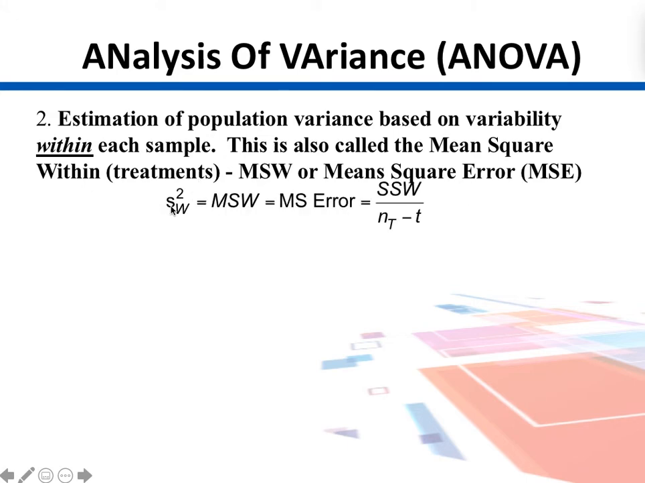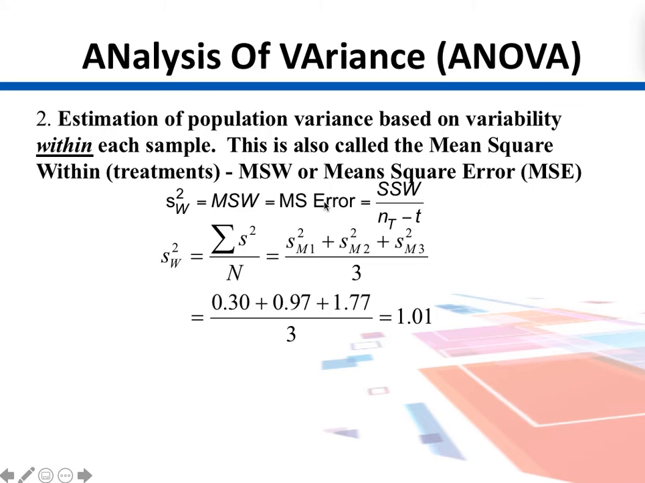How can we do that? So S square W is given by MSW, which is equal to the mean square for error. So that is the sum of squares within divided by NT minus T. That was the formula which we had before. We can get it directly like this.